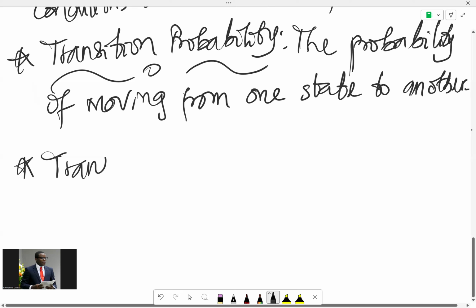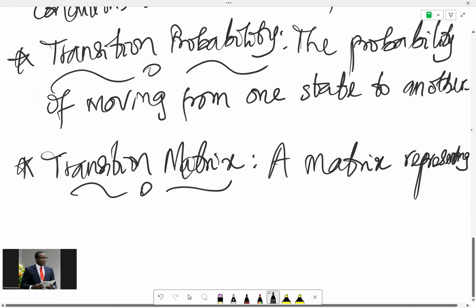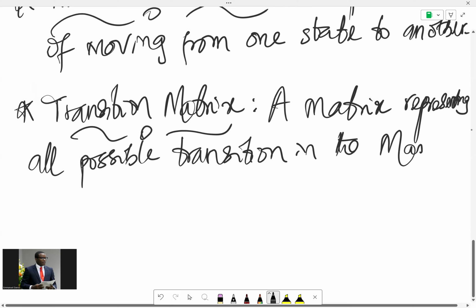And we also have what we call the transition matrix. You know, I always have this running issue with how to pronounce matrix. I'm used to one way, but it looks like the correct thing is the other, and I have a matrix police always reminding me. So the transition matrix is a matrix representing all possible transitions in the Markov chain.